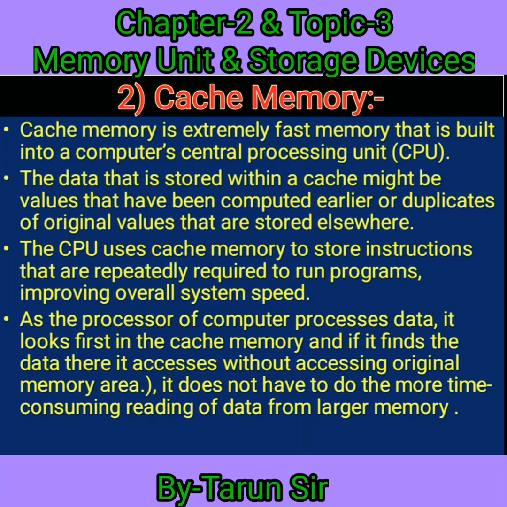As the processor of the computer processes data, it looks first in the cache memory, and if it finds the data there, it accesses it without accessing the original memory area. It does not have to do the more time-consuming reading of data from larger memory. Okay, done? Clear?